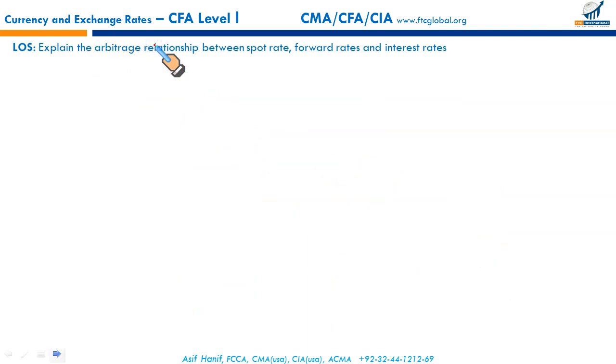Next, we have a couple of parity theories. First, the Fisher effect. The Fisher effect tells us the interest rate differences between countries, interest rate domestic and interest rate foreign, are due to differences in inflation between these domestic and foreign currencies. So a country that has a higher interest rate experiences higher inflation. That's what the Fisher effect is all about.